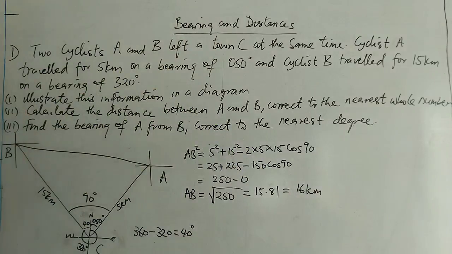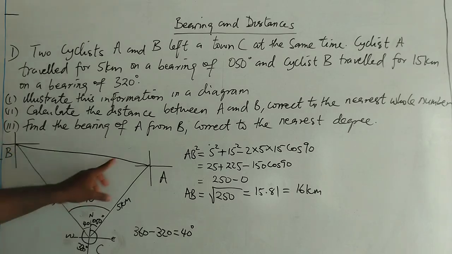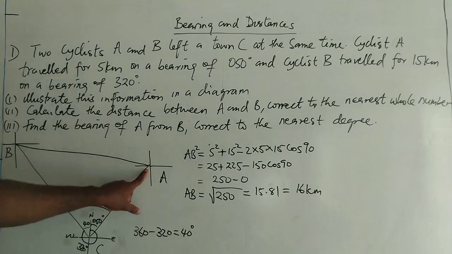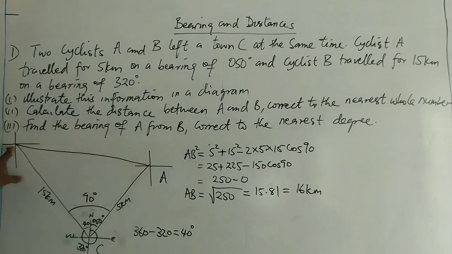So that settles the second one. For the third one, it says, find the bearing of A from B, correct to the nearest degree. The bearing of A from B. So we're taking the bearing from B. It means we'll start from the north of B, draw our arc until it touches the line that goes to A. So the bearing is this arc here.